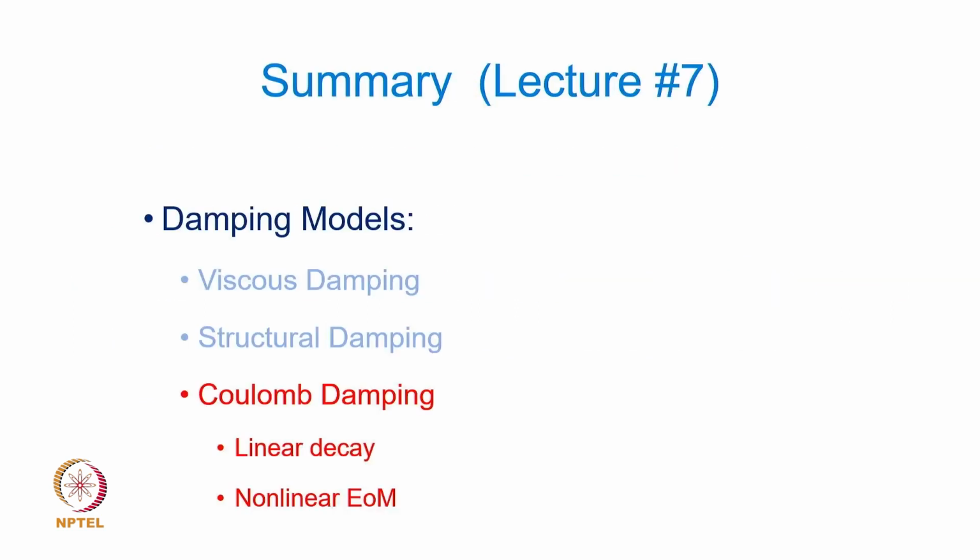So, in this lecture, what we discussed was Coulomb damping, and how the Coulomb damping or dry friction damping is accounted for in the governing equation of motion. In particular, how the initial amplitude decays because of the presence of Coulomb damping. We understood that the equation of motion is nonlinear and the decay in the amplitude is linear. So, apart from viscous and structural damping, this third important damping was discussed in detail.